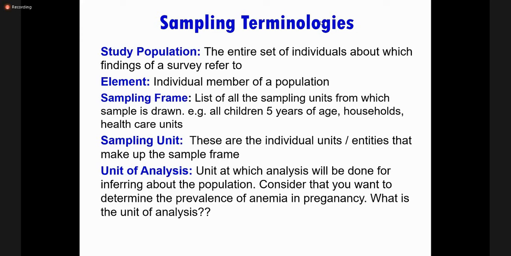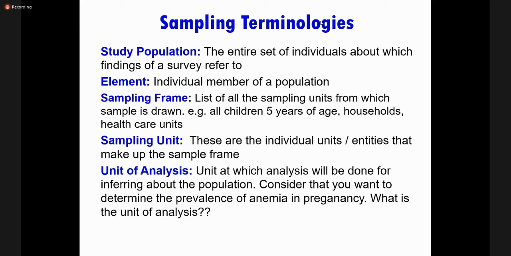So the sampling frame provides you a frame, or an exhaustive list, of the potential participants. That can be a facility, or that can be a person, depending on the type or objective of your research.